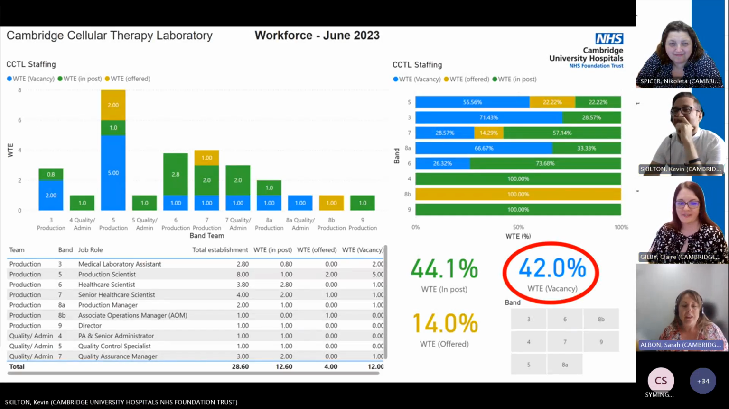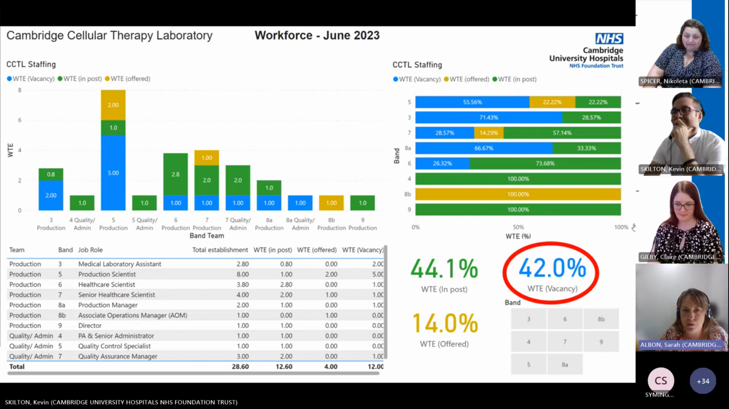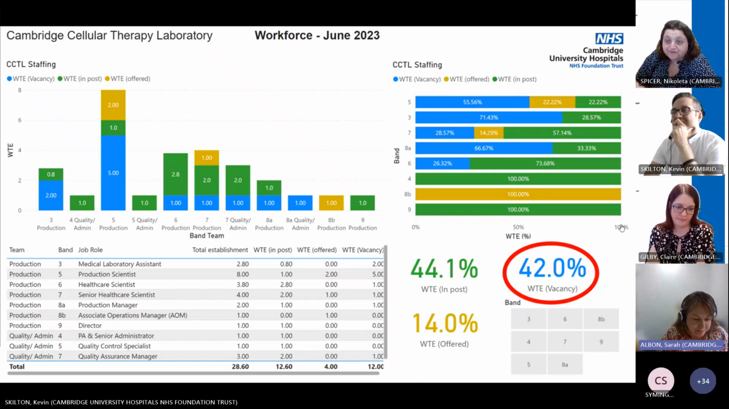Okay, so the key figure here is that into June 2023, so shy of 12 months ago, we had a 42% vacancy rate. And we were very, very limited for the workforce in bands 5 and 3, which are absolutely critical for the processing arm of the service.